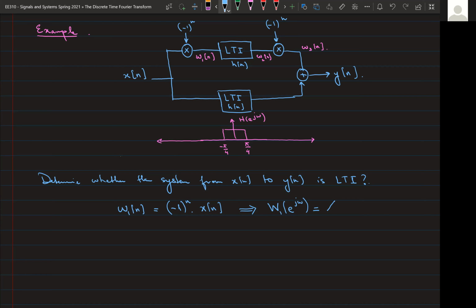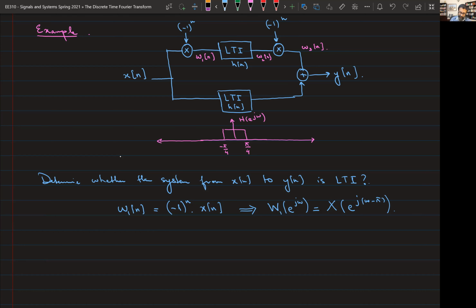So minus 1 raised to power n is just e raised to power j pi n. Consequently, W1 of e raised to power j omega is just X of e raised to power j (omega minus pi). So the spectrum is shifted by pi radians, right? The low frequency becomes high frequency. So 0 becomes pi, and pi becomes 2 pi, and high frequency becomes low frequency, right?